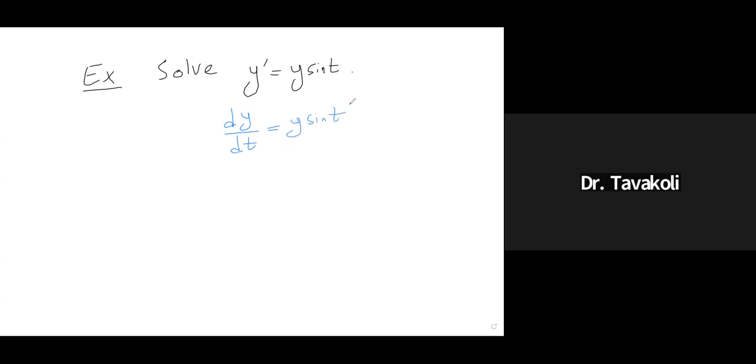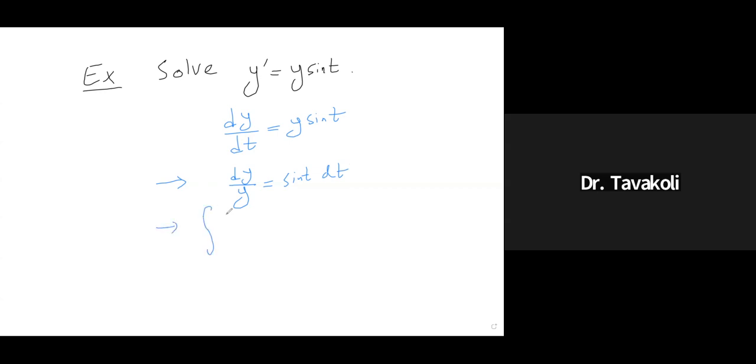This is a separable equation because we can move all the y's to one side, all the t's to the other side. Here, if I divide both sides by y and multiply both sides by dt, I can make that happen. So I will have dy over y equals sine t dt. These two sides are equal, so I can integrate both sides.